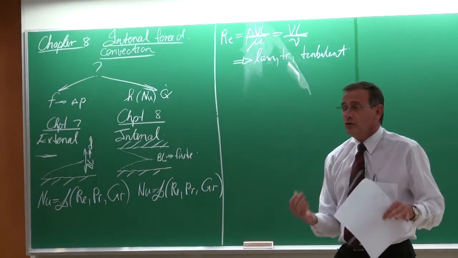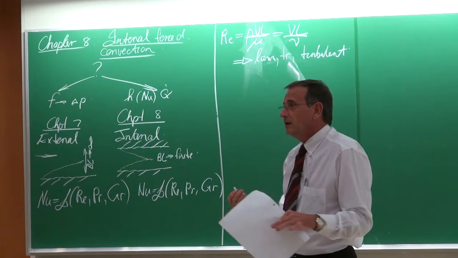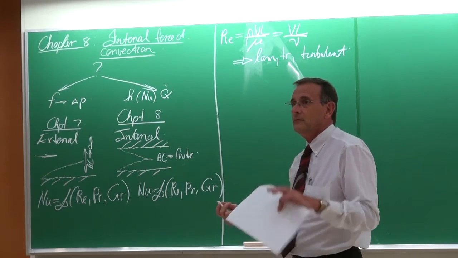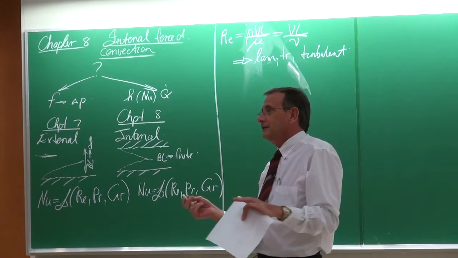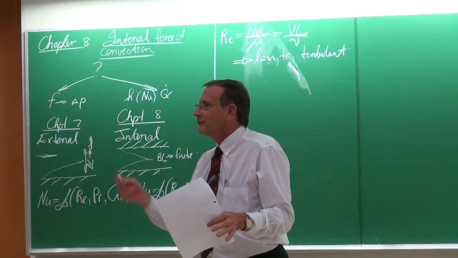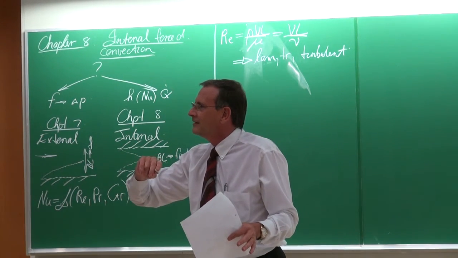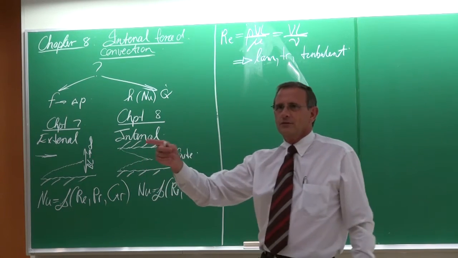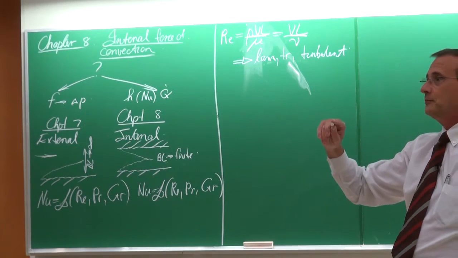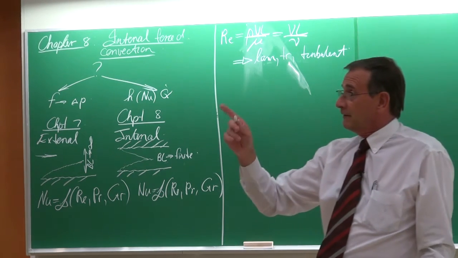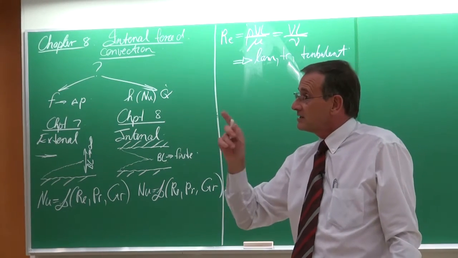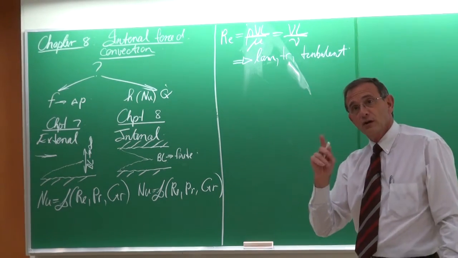Who of you can remember when the flow will be turbulent? At what Reynolds number? I hear some values. What do you say? But internal tube, isn't it 2,300? You said 2,300. Anybody else? Now I'm very thankful that you said for an internal tube. Because that is one of the most important things to remember.